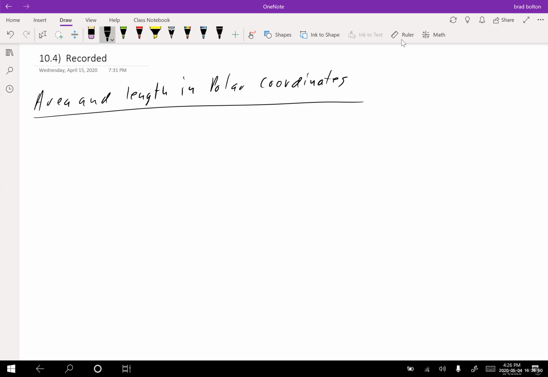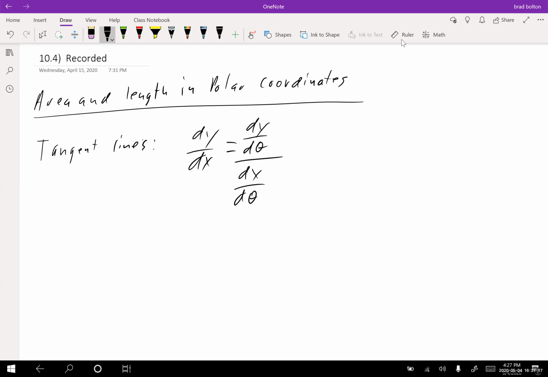So the first thing we need to do is backtrack a little bit and just talk about some of the calculus we're going to need. So we're going to talk about tangent lines. We're going to use a formula that you're familiar with, but it looks slightly different. We're going to say that dy/dx equals dy/dθ divided by dx/dθ. So this should feel very similar to parametric curves. When we were doing the derivative of those, we had dy/dt divided by dx/dt. So we're going to do something very similar to this.